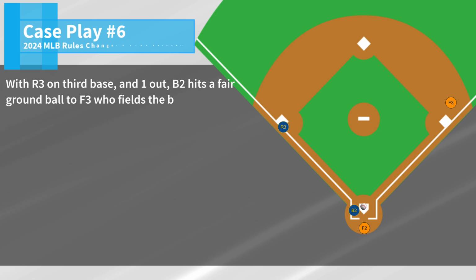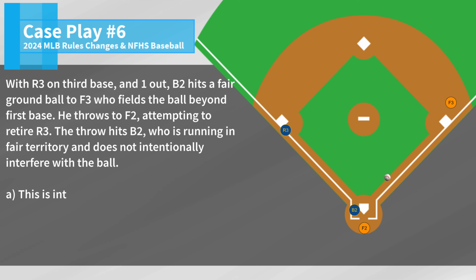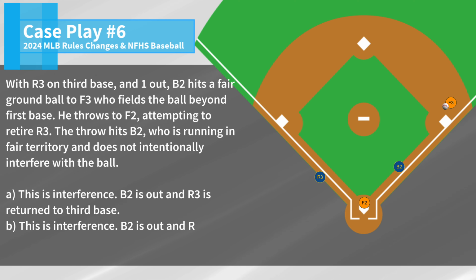Case play number 6. With R3 on third base and 1 out, B2 hits a fair ground ball to F3, who fields the ball beyond first base. He throws to F2, attempting to retire R3.